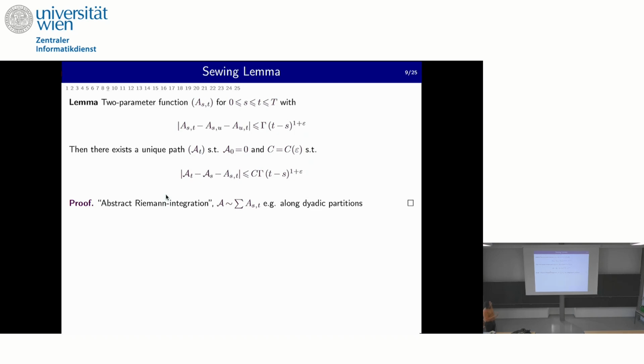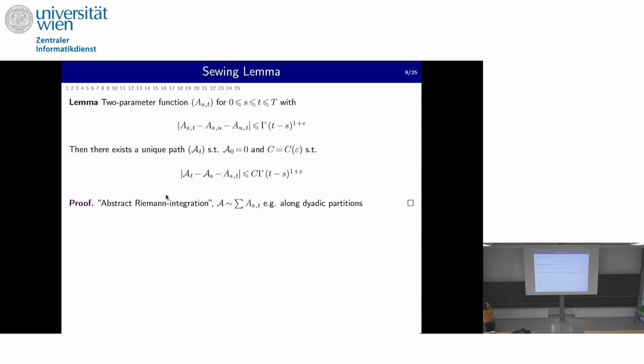If you haven't seen the sewing lemma, it's some abstract Riemann integration. So what you're trying to do is you sum up little things and hope for the best. And if these things happen to be additive already, so they are, let's say, somehow A_t minus A_s, then the sum here is trivial, it telescopes and you're done, right?